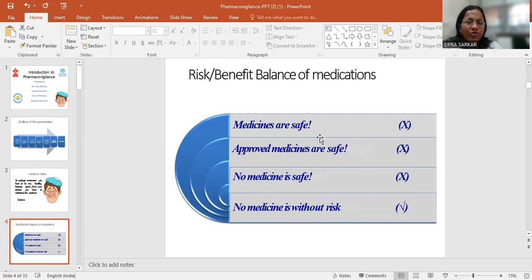So these phenomena are not all correct, because all medicines are composed of chemicals and they have different adverse effects and side effects also. So this line is appropriately correct, that no medicine is without risk. That means all medicines have risk.